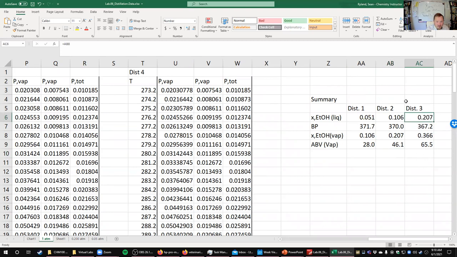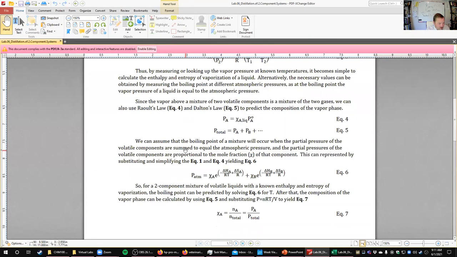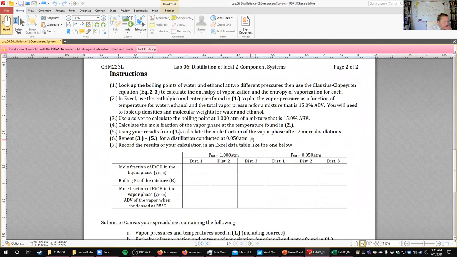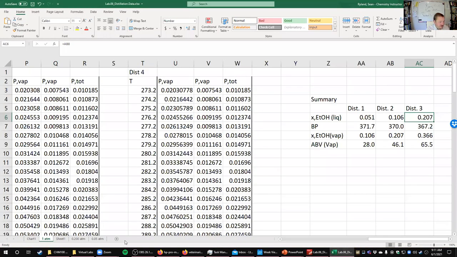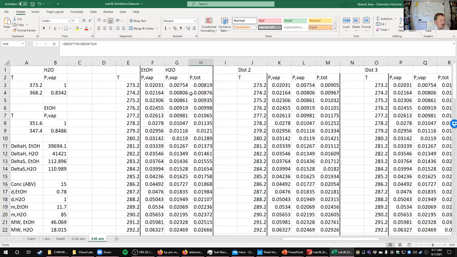And if we did something like changing the atmospheric pressure, that gets you through 4 and 5. If we wanted to do a distillation at 0.05 atmospheres instead of one atmosphere, then the only thing that's different, and once again, these numbers cancel. These numbers are going to be the same because the vapor pressure of pure ethanol at any given temperature is not going to change.